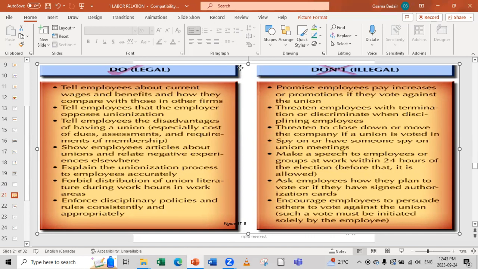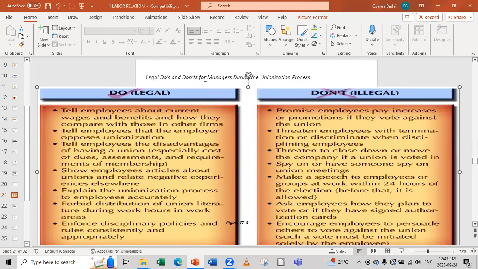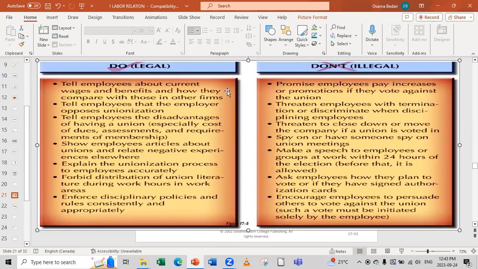To do when? That's what we're saying: legal do's and don'ts of managers during the unionization process. So the managers should do these points and not do those points. Managers will tell the employees about the current wages and benefits compared with what they would get from the union. They will tell the employees that the employer opposes unionization, and tell them the disadvantages of unionization. Show employees articles about the union. Explain how the unionization process will move forward. Forbid distribution of union literature during work hours, and enforce disciplinary policy and rules consistently and appropriately.